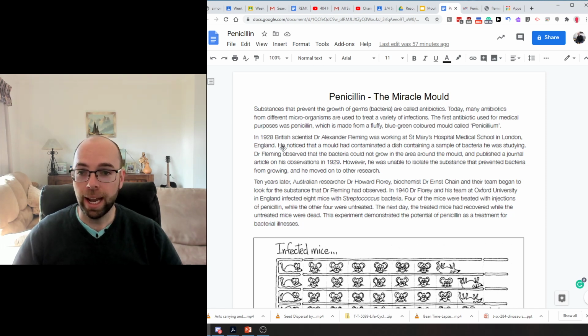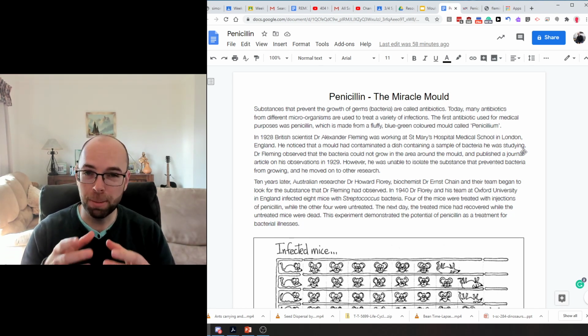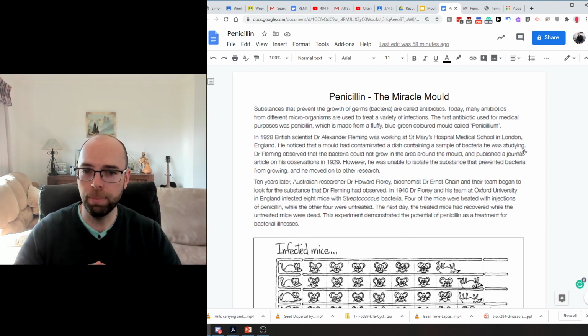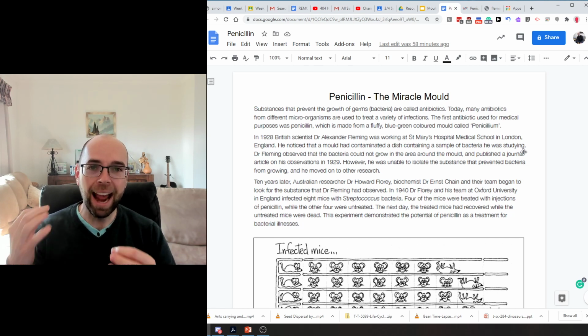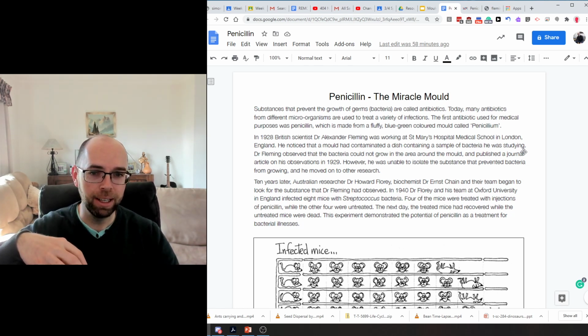In 1928, British scientist Dr. Alexander Fleming was working at St. Mary's Hospital School in London, England. He noticed that a mold had contaminated a dish containing a sample of bacteria he was studying. So this scientist was purposely growing some germs, some bacteria, just to study them. And he noticed that for some reason, one of them had accidentally got some mold growing in with his bacteria.